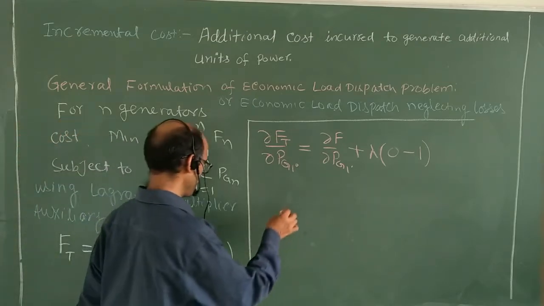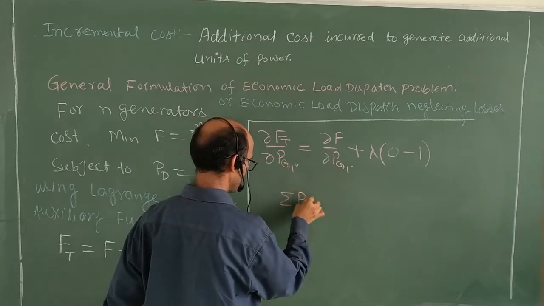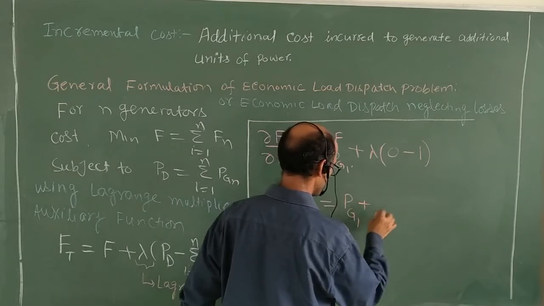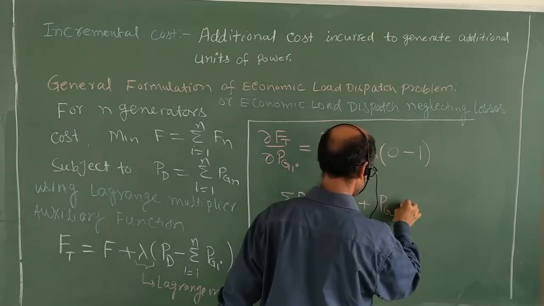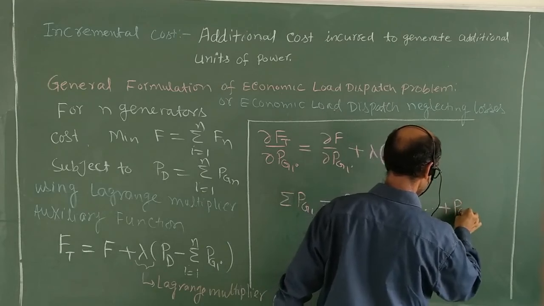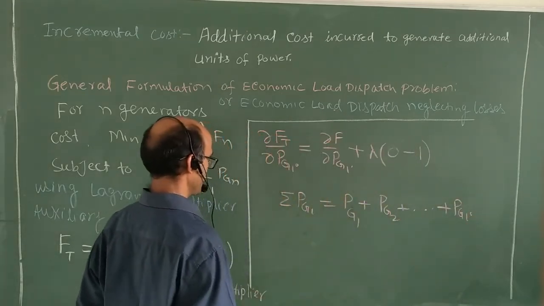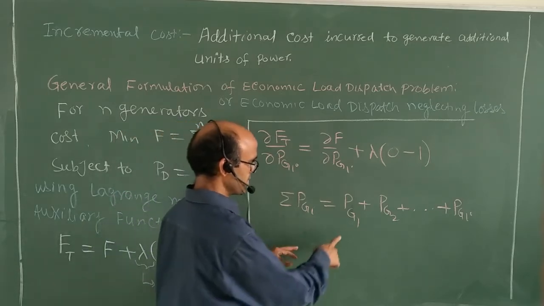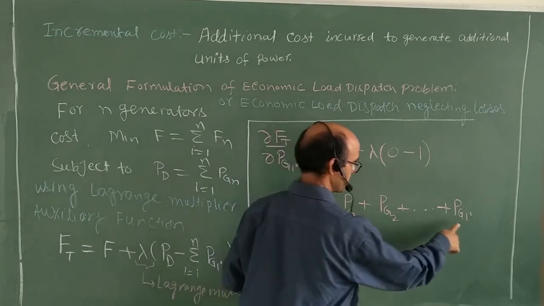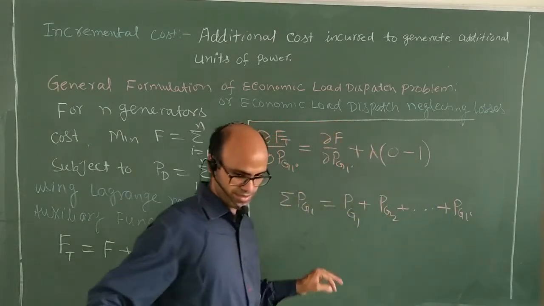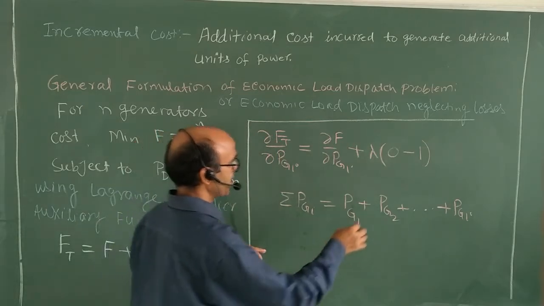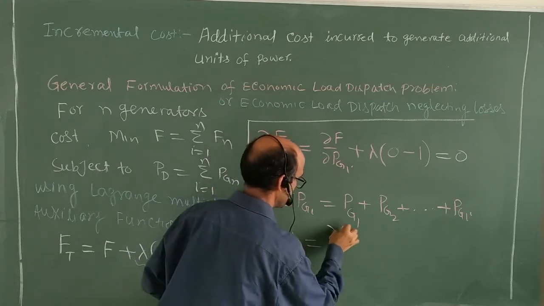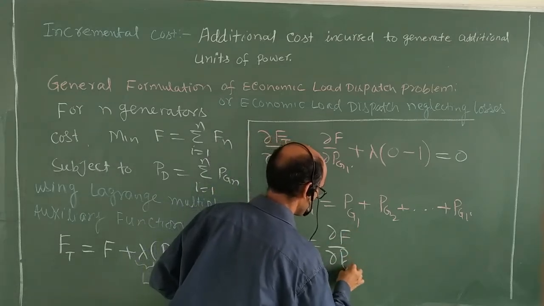Because if I expand this sum, you can see it is Pg1 plus Pg2 plus up to Pgi. If I differentiate it with respect to Pgi, the partial derivative of the other terms is 0, and for Pgi it is 1. Putting it equal to 0, we get lambda equal to del F over del PGi.